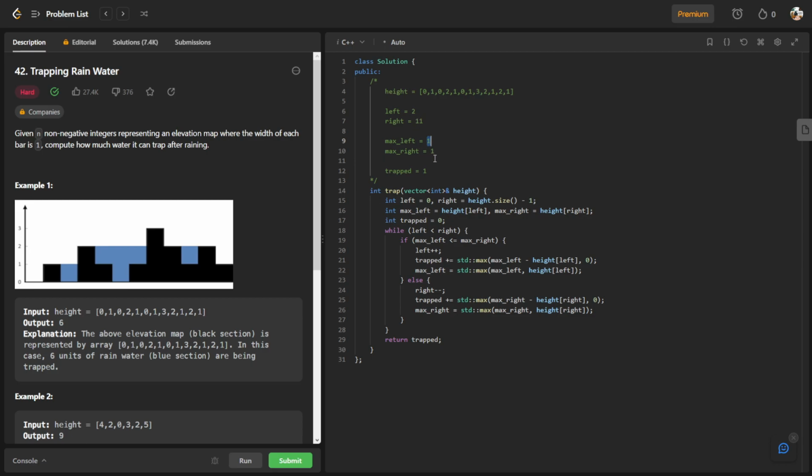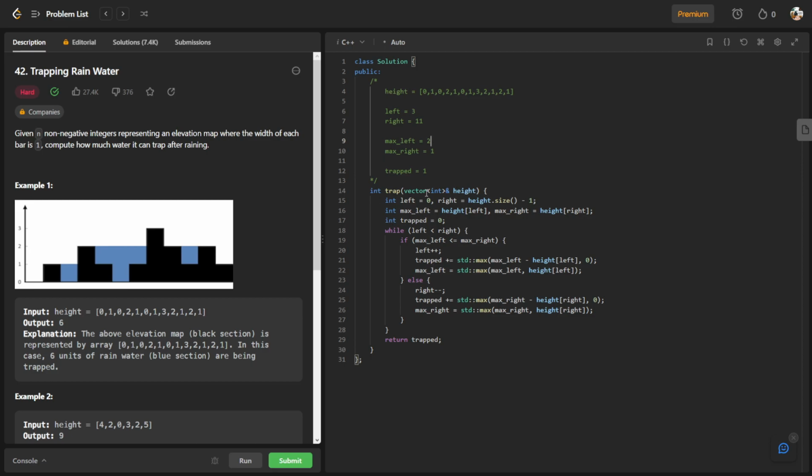Then we compare again. Since they are the same, we increment and see whether or not there's any trapped water. So plus max of 0 and max left minus 2. In this case there is no water because this one brings negative 1, and then we update max left. Since 2 is more than 1, we update it to 2.